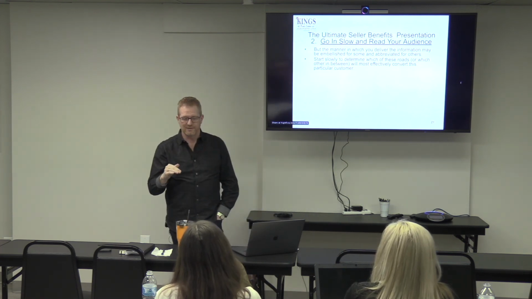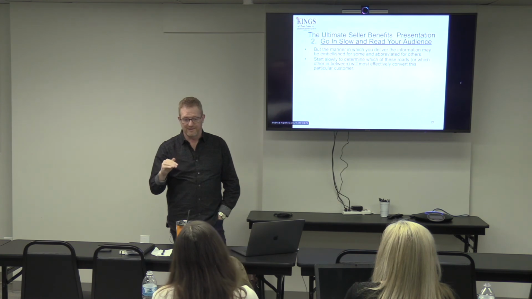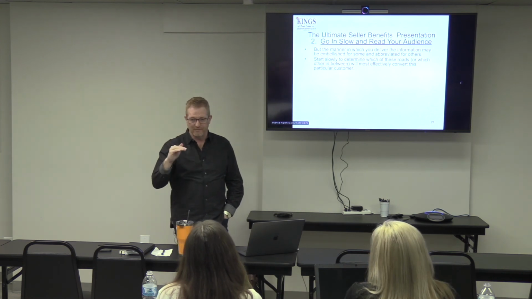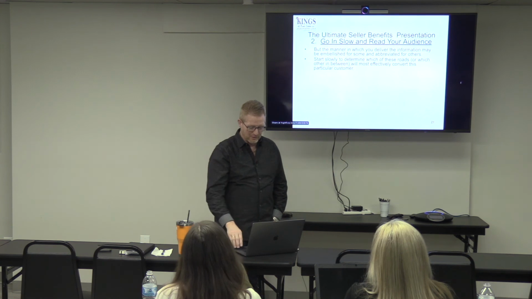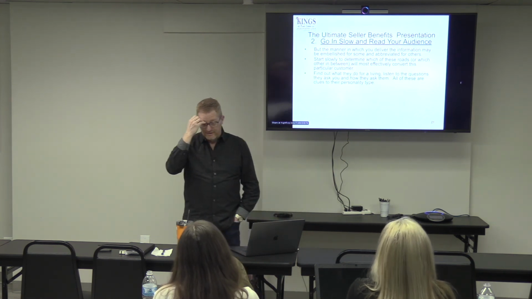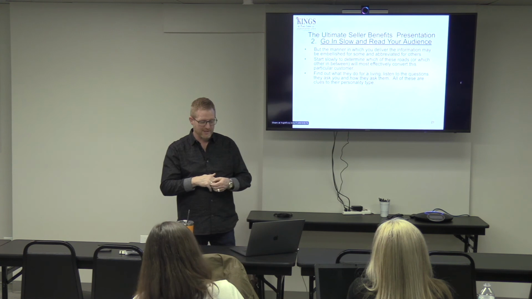Don't assume that the high D doesn't have any C in them, because you can run across high Ds that have C, and they're going to want details. So just find out. You can watch their body language to tell if you need to speed it up or slow it down. Start slowly to determine which world. Okay, we already did that. Find out what they do for a living. Listen to the questions they ask you and how they ask them. All of these are clues of their personality type.